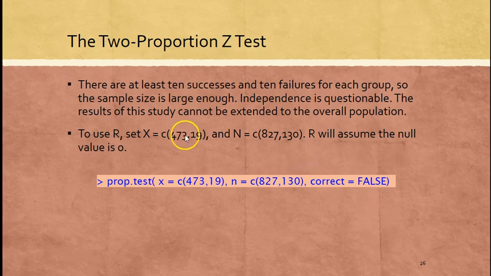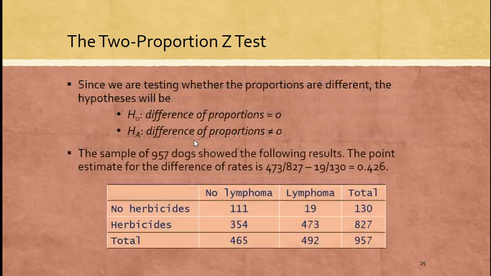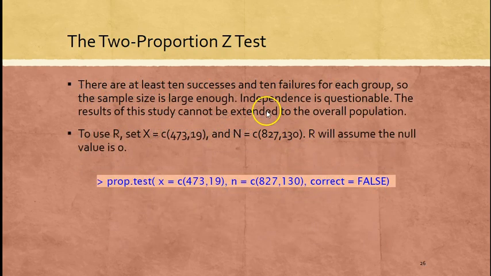In order to use R, we'll set X to be the number of dogs with lymphoma. So go back to the table. You see for the lymphoma, there was the 473 and the 19. So I'm going to let X equal the combination of the 473 and 19. And it's going to be the sample sizes of the two groups. So there were 827 dogs in homes that use herbicides, and 130 dogs that were in homes that did not use herbicides.